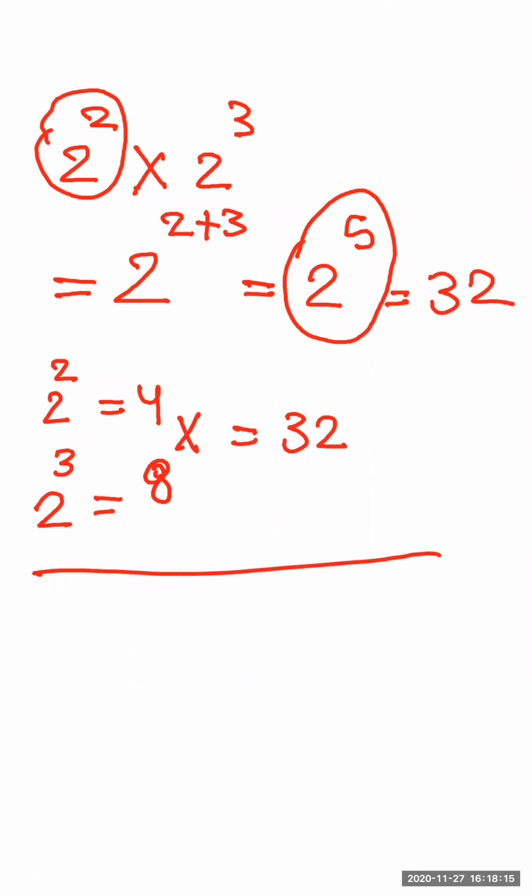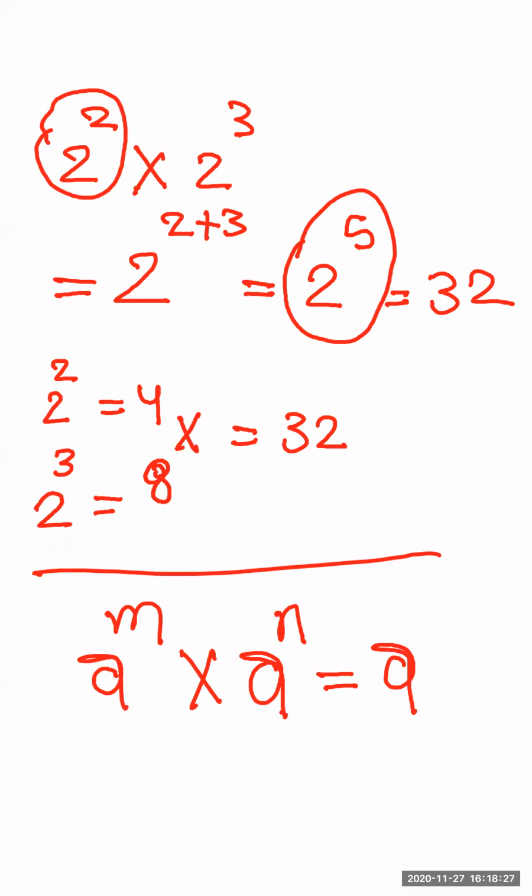So now the important rule: if there is one term like a at the power of m times the same term, a at the power of n, it will equal a at the power of m plus n. Okay, guys, are we clear till now? Yes, Mister, clear. Very good. So this means, multiplying the same bases, I'm just adding the powers.